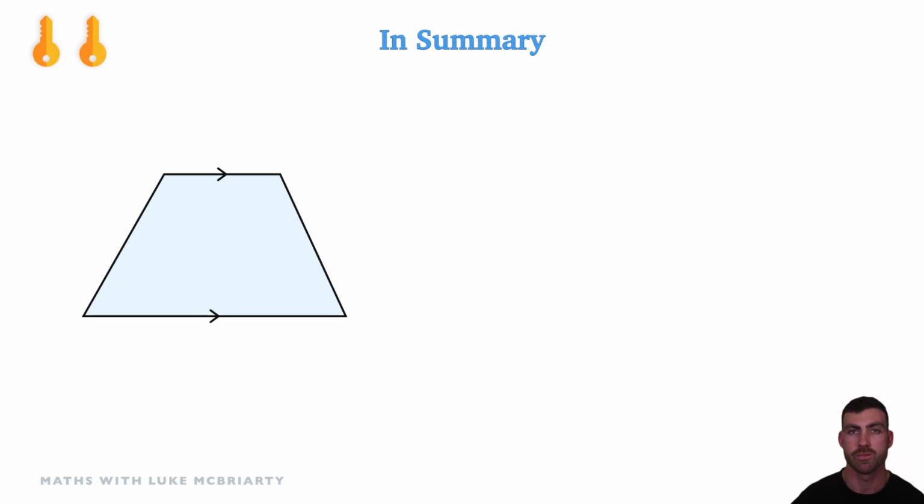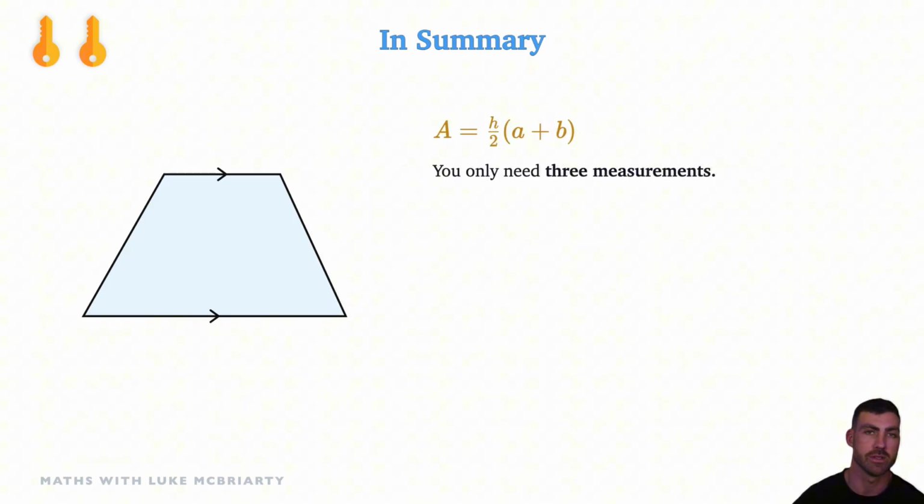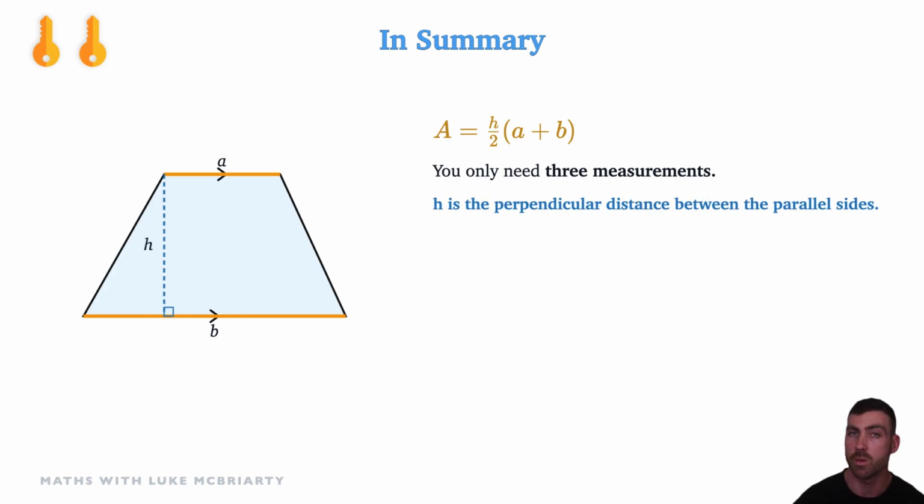Let's summarize. Whenever you use the trapezium formula, you need three measurements: the A, the B, and the H. The values A and B are always the pair of parallel sides. The value H is always the perpendicular height between those parallel sides. Be careful, the height is not the sloping side. It must form a right angle with the parallel sides.